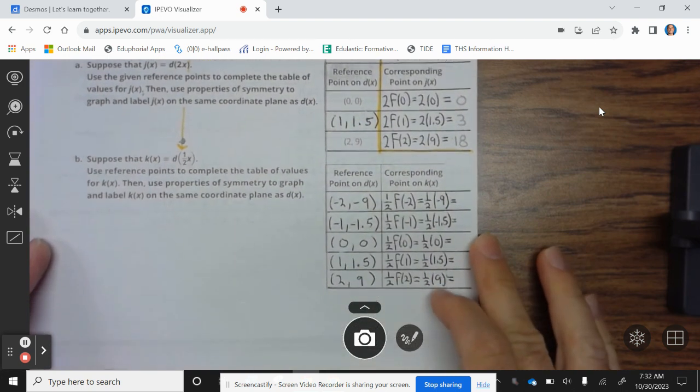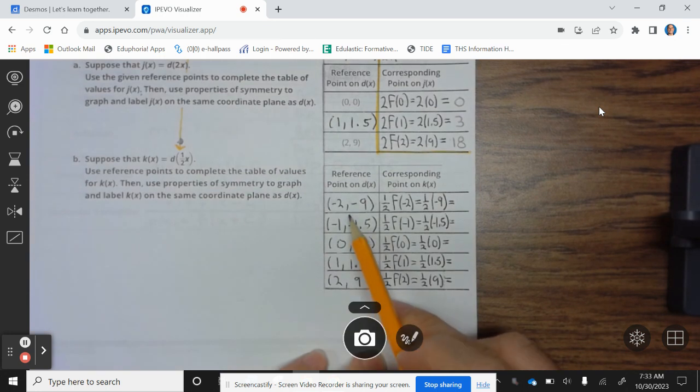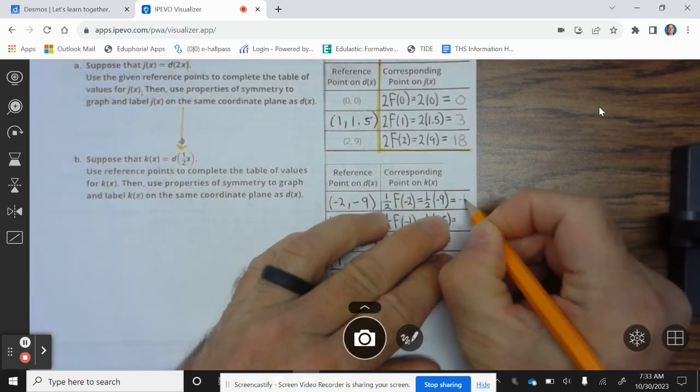All right, let's take a look at B. Suppose that k of x equals d of 1/2 of x. Use a reference point to complete the table of values for k of x. Then use properties of symmetry to graph and label k of x on the same coordinate plane of d of x. So when the reference point is -2 comma -9, that's 1/2 of f of -2 equals 1/2 of -9, which is -4.5.